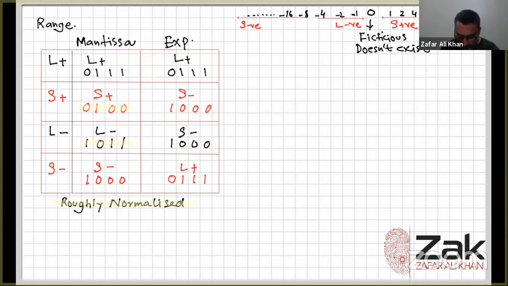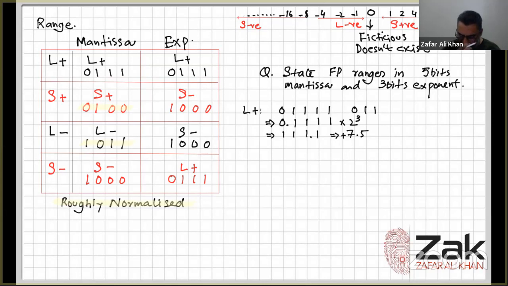Now, let's start solving it. State floating point ranges in 5 bits mantissa and 3 bits exponent. Now, 5 bits mantissa and 3 bits exponent. You have to keep this chart in mind.